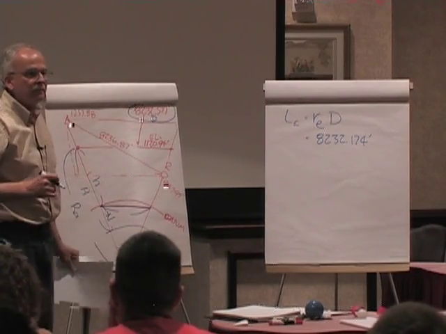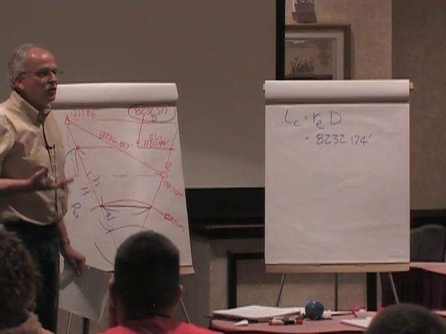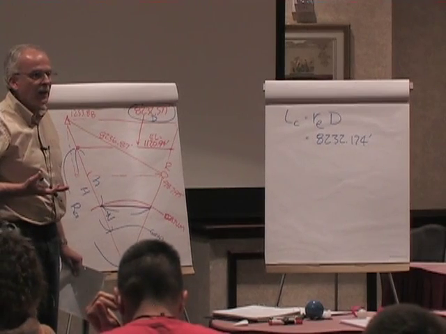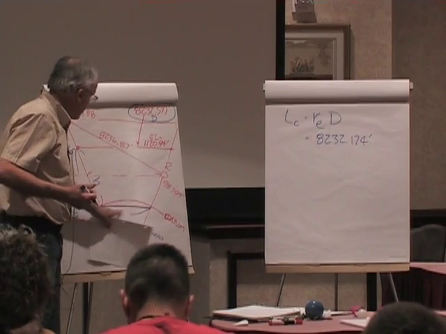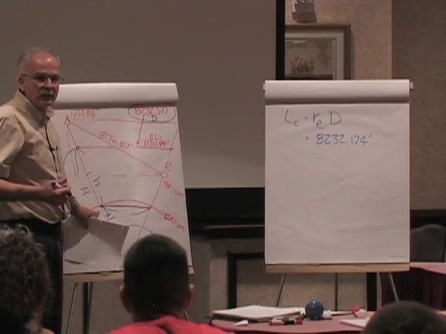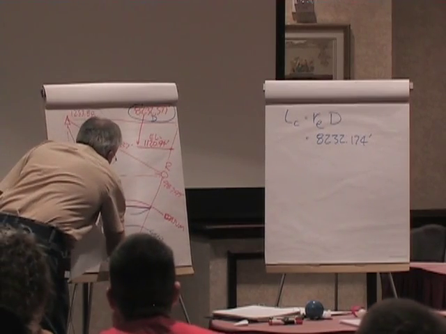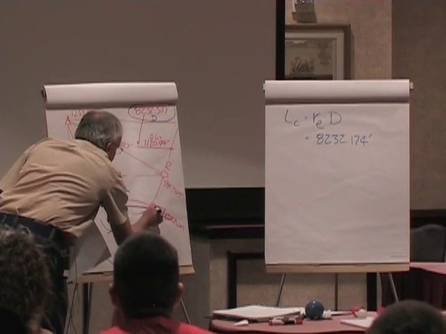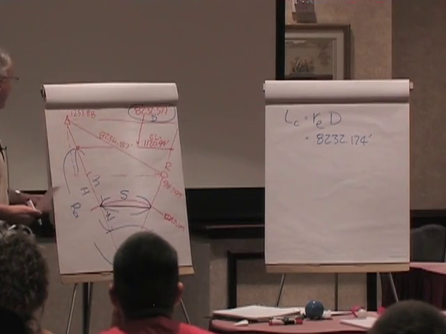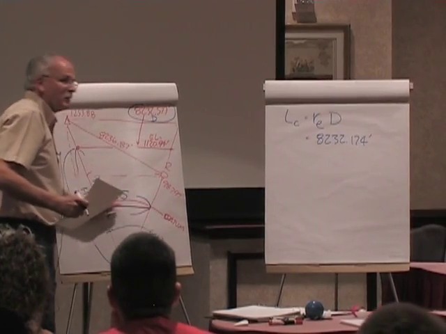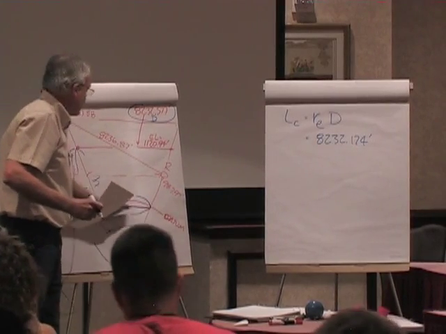Question at this point? But what's the true geodetic distance? Is the true geodetic distance measured along the chord? The true geodetic distance, they call it S, or whatever Greek letter that is, is actually measured along the datum. It's measured along the spherical surface of the datum.